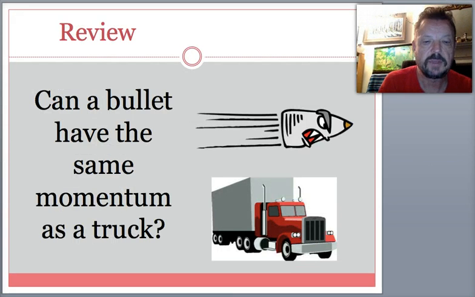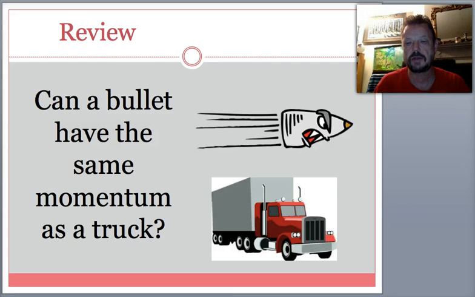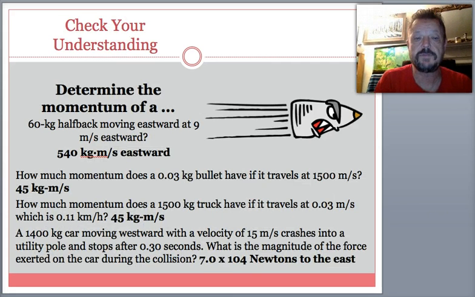Quick review. Can a bullet have the same momentum as a truck? To calculate the first part of it, the momentum of a 0.03 kilogram bullet traveling at 1,500 meters per second is 45 kilograms meters per second. A 1,500 kilogram truck that travels at 0.03 meters per second, so it's traveling very slowly at 0.11 kilometers per hour, is also 45 kilograms meters per second. So the two of them have identical momentums.